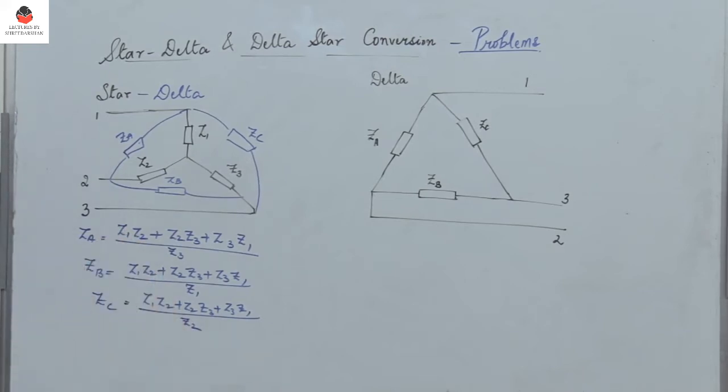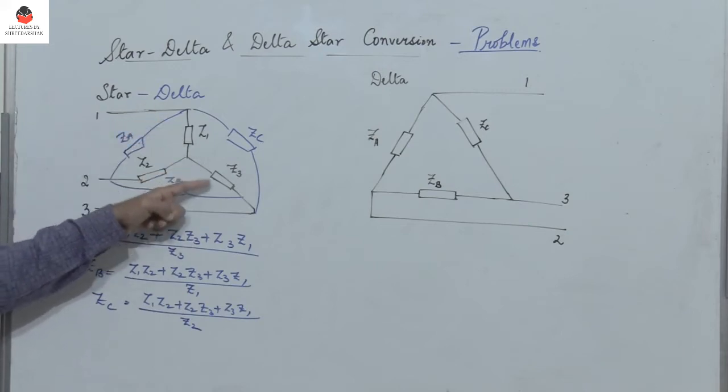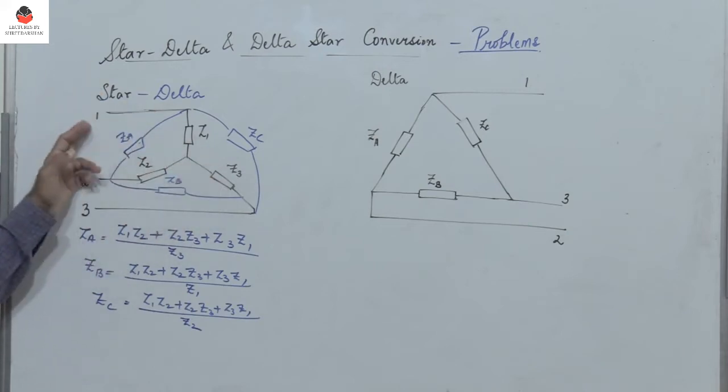So it's very simple here. In order to find the impedance in the delta network, the numerator being the same, you need to take the sum of the product of two impedances divided by the impedance which occurs exactly opposite to the impedance which you have to find in the delta network.